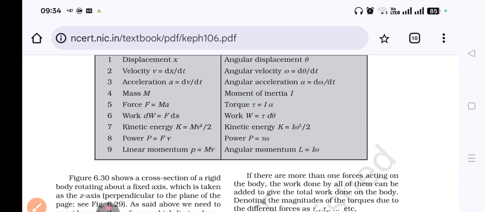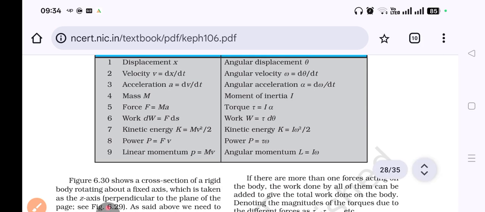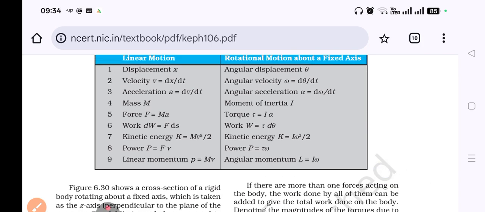Linear momentum p is mass times velocity. Here it will be angular momentum, the moment of linear momentum, I omega. So this is the comparison. Whenever you get confused about any term in this chapter, just open this page and compare what this property or term was in translational motion, and which term it is analogous to. You will get guidance and easily understand this. In the next part we will go through all these sums in detail.